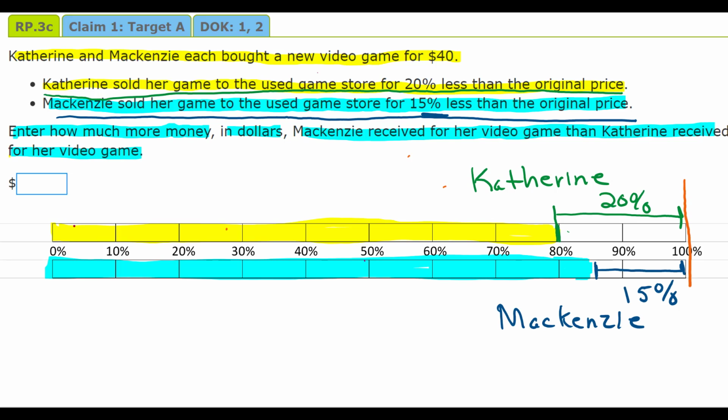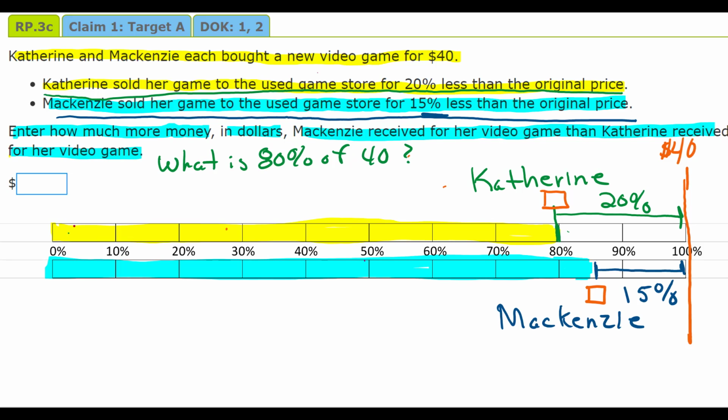So the original price that both of the girls purchased their video games was $40. And so what we now want to figure out is how much money Catherine received and how much money Mackenzie received. Now we can write two equations. So for Catherine, what is 80% of 40? Because 80% of 40 represents this whole amount right here. And so that number is going to be 0.80 times 40, and that number is 32.